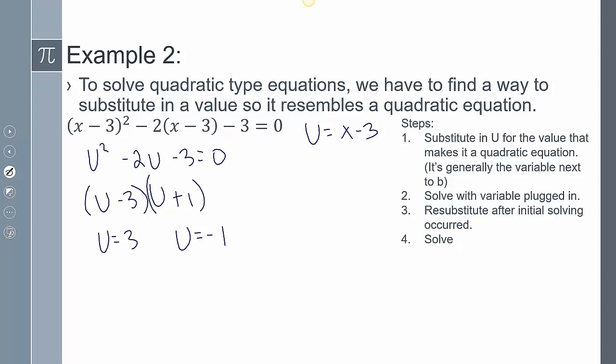Well, I have to resubstitute it back in, so this is x minus 3 equals 3 and x minus 3 equals negative 1. Add 3 to both sides, add 3 to both sides. x will equal 0 and positive 2.